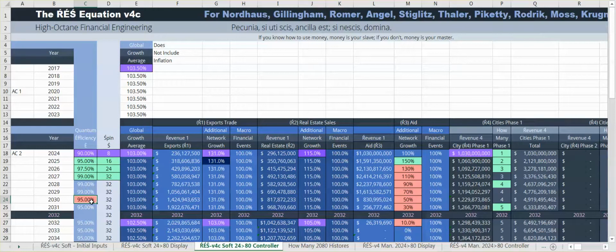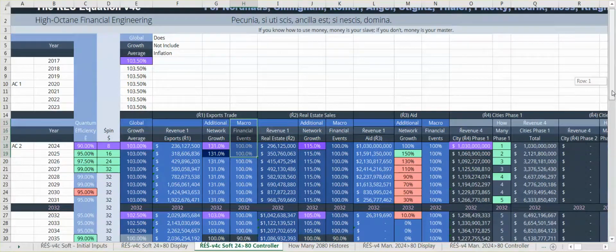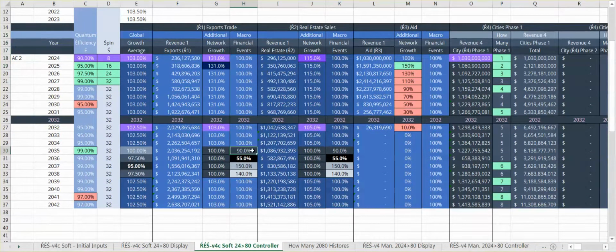From left to right, we start with quantum efficiency and spin, quantum efficiency and spin, then global growth, and note this does not include inflation. After growth, we see R1 exports trade. We don't really use this. Instead, we change by making changes to the network growth. And the macro financial events are recessions. You can see one here. It decreases, it decreases, it comes back a bit, it comes back a bit, and afterwards it repeats the value before the recession.